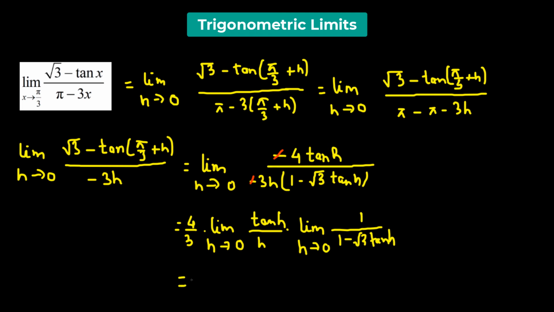So we have 4 over 3. The limiting value of tangent of h over h is going to be 1, multiplied by 1 over 1 minus square root of 3 times tangent of h. As h is 0, tangent of 0 is 0. So we simply have positive 4 over 3. So this is going to be the limiting value of the given function when x approaches pi over 3.